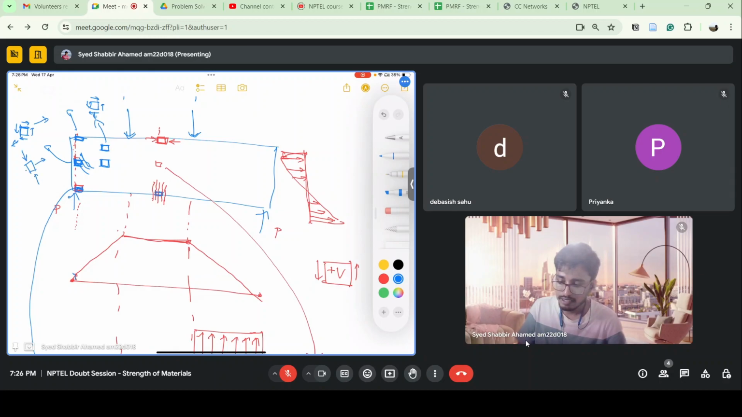It can be converted into this state. Pure shear stress can be converted like this. So at 45 degrees, if we rotate, we'll get the principal stresses.